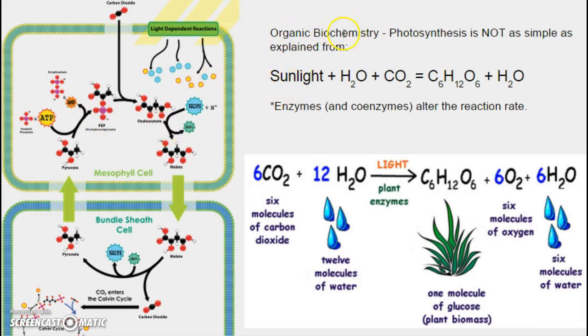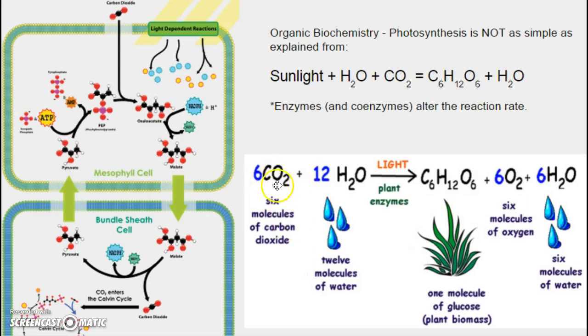It's actually a form of organic biochemistry. Photosynthesis is not exactly as simple as I explained before: sunlight, water, and carbon dioxide creating sugars and water. There are enzymes and coenzymes that alter the reaction rate, so it's a little bit more complex than that. I can look at this as a molecular and an energy diagram. But you definitely need sunlight, water, and carbon dioxide, but the process gets a little bit messier.